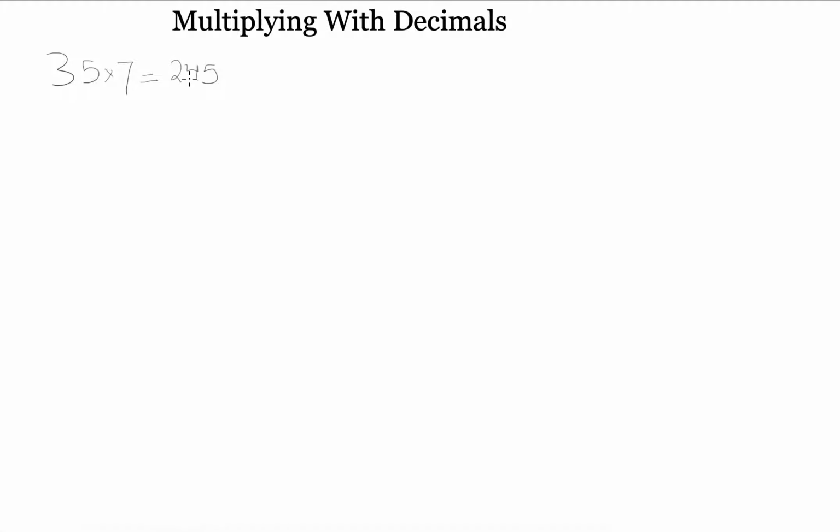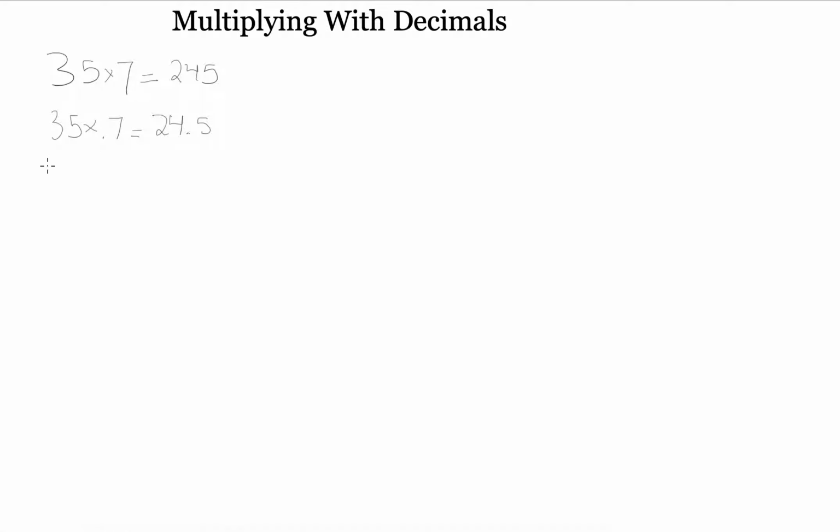Now let's introduce some decimals. So if we do 35 times 0.7, on the calculator we will get 24.5. So we can see that we have the same numbers in our answer because we have the same numbers in our factors here, but the only thing that's different is we have a decimal point here and here.